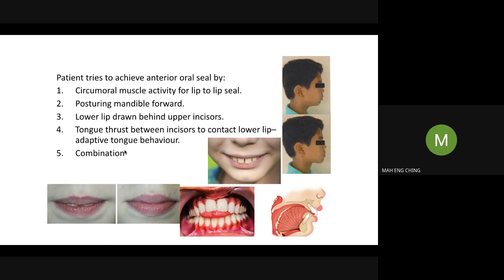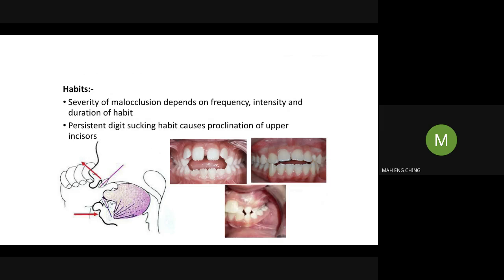So incompetent lips can cause a lot of problems. Habit can be due to the severity of the upper incisor malocclusion. It depends on the frequency, intensity, or duration of the habit. Class 2 malocclusion is usually due to a tongue sucking habit. Imagine if the patient puts the tongue behind the upper incisor, they're going to proclinate the upper incisor. At the same time, they're going to push or retroclinate the lower incisor. So the upper incisor will push forward, then the lower incisor will push backward. The severity of this malocclusion depends on the frequency, how often they suck, the intensity, how hard they suck, and the duration, how long they suck.